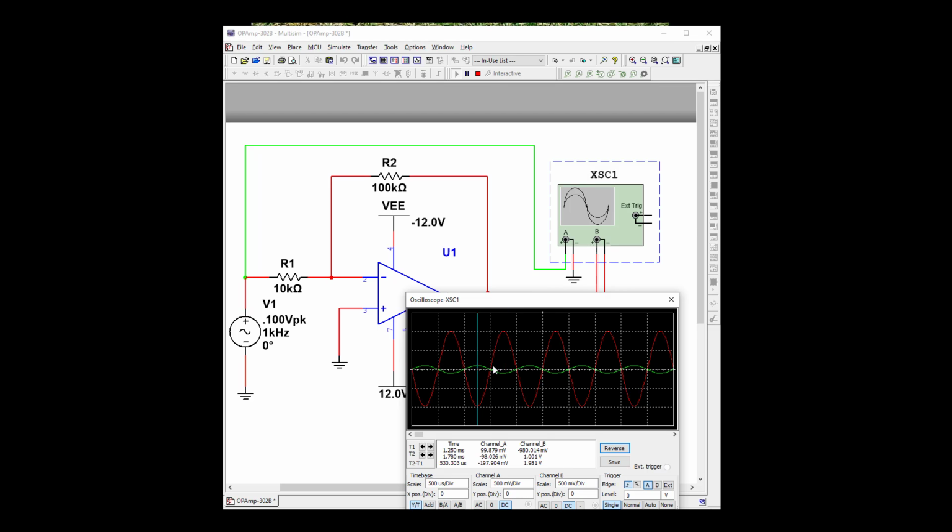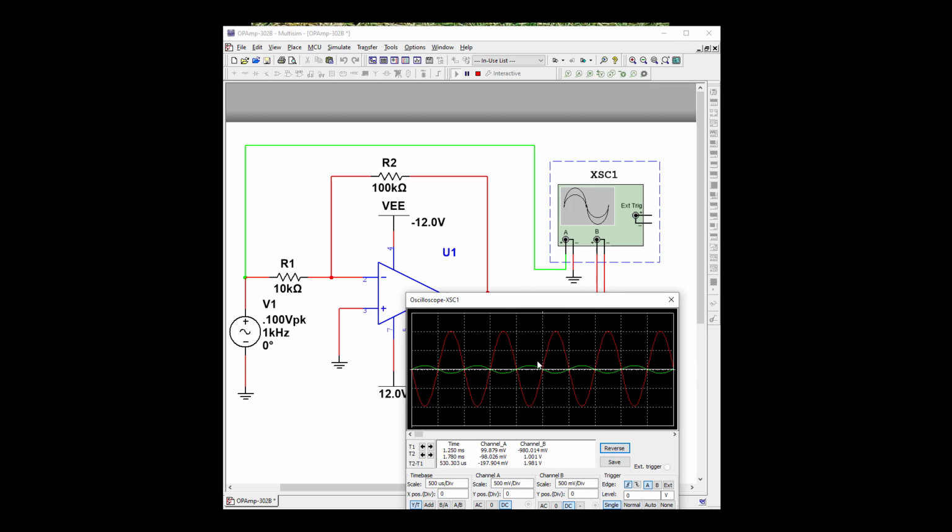Okay, so if we look at our cursors here, we have 0.2 volts peak to peak on the input. So our peak is just going to be the 0.1, but peak to peak is twice that. And our peak to peak on the other one is 2 volts. So with our 0.2 times 10, we're going to get 0.198 volts out. So it's looking good.